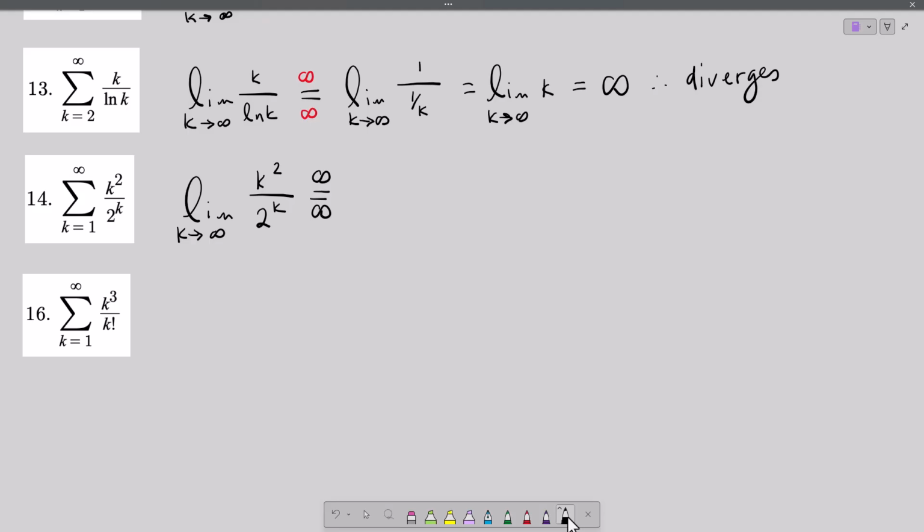So that one is, again, indeterminate. You have infinity over infinity. Polynomials go to infinity. Exponentials go to infinity. Should I write those in red?